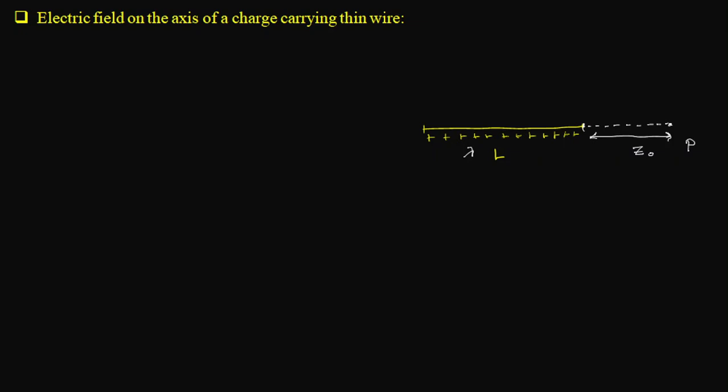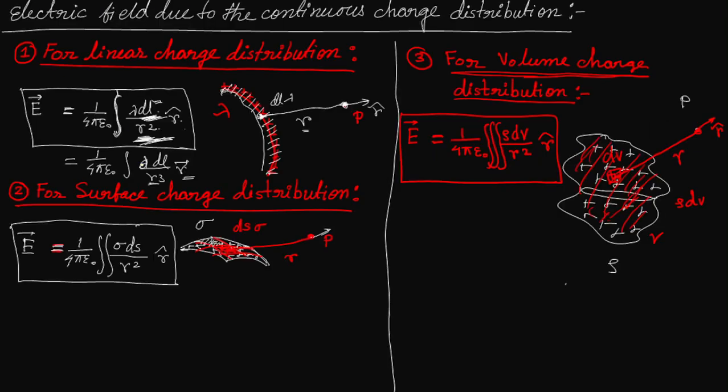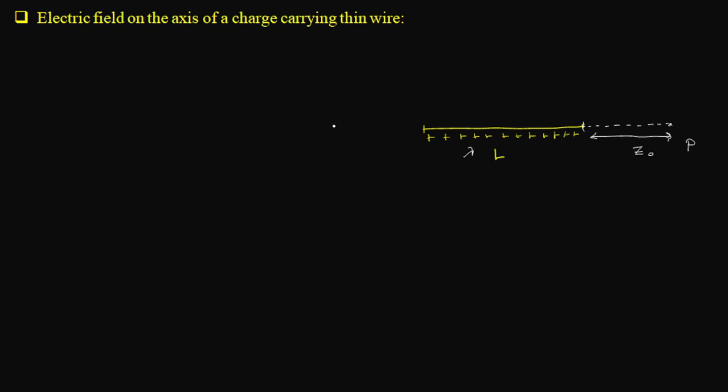So we have continuous charge distribution and charge is distributed over the length. So we have to again use this same definition here. So according to this definition, if we want to use it, first we have to consider an elementary length. In this case, we can consider any point. Let's say one point is here, and the distance of this point from P is, let's say, Z.